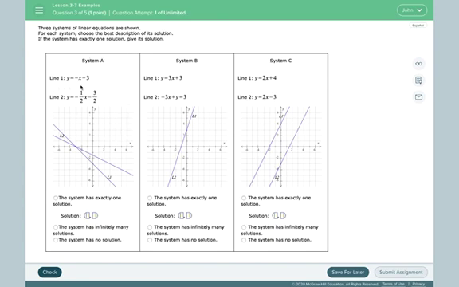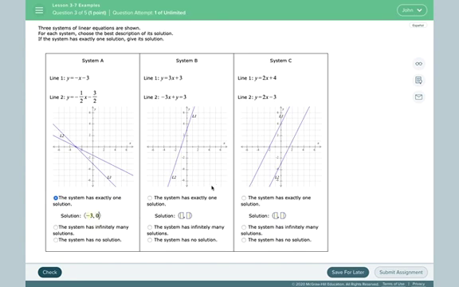Line one is marked, that's this one right here, and then line two is right here. You can see that they have different slopes. Because they have different slopes, that should tell you right away that they're going to intersect at one point. Looking at this, it only touches in one spot, right here. And then the solution is going to be, where does it intersect? Well, it intersects at the point -3, 0. So we'll go -3, 0.